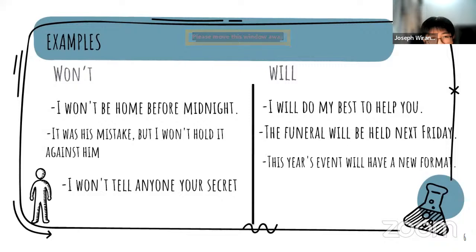For the examples: it won't be home before midnight. It was his mistake, but I won't hold it against him. I won't tell anyone your secret. For will: I will do my best to help you. The funeral will be held next Friday, and this year's next event will have a new form.